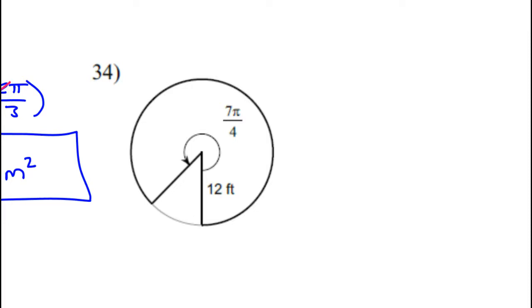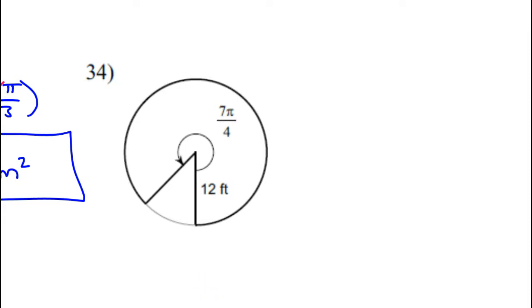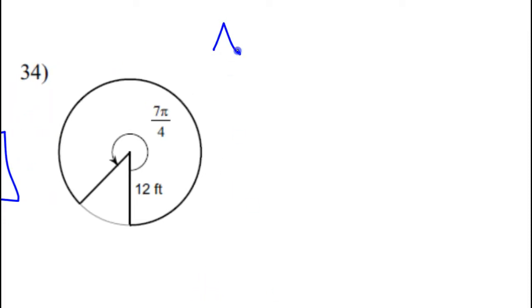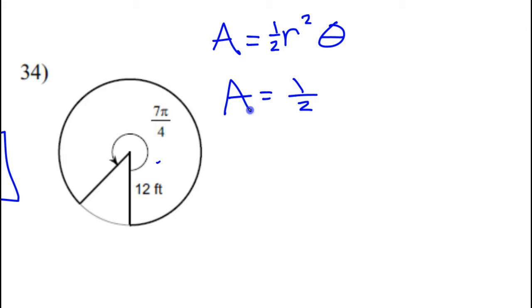So again, just straightforward, we're using the formula. Sector area, given the central angle in radians, is 1/2 the radius squared times the central angle. That's the formula. So the sector area is going to equal 1/2, the radius is 12, so 12 squared, times the central angle of 7 pi over 4.